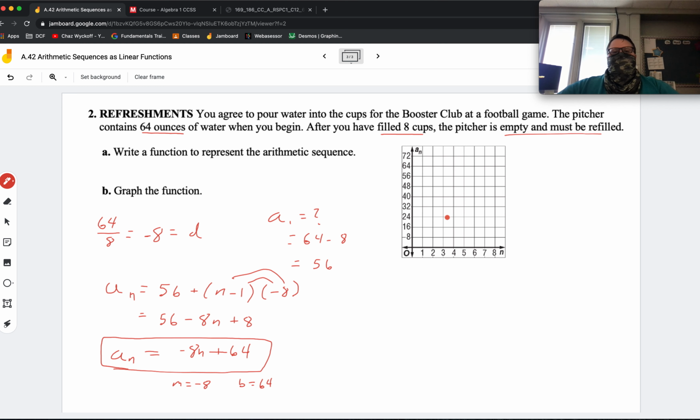So now I can go over here and just plot these points. My y-intercept, when x equals 0, y equals 64. And then my slope is, I'm going down 8 for every cup. So 1 cup would be 56, 2 cups would be 48, and so forth. 3 is 40, and you see our line. And it should match up. At 8 cups, we're empty again, so it should, and it worked out perfect.